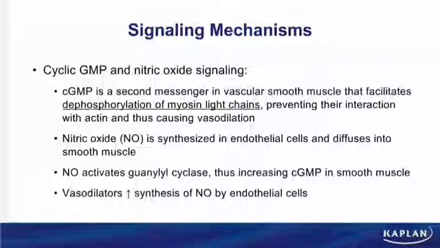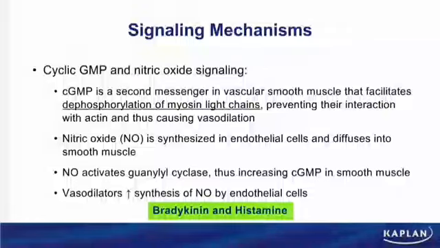So how does nitric oxide relax smooth muscle? It ends up causing dephosphorylation of myosin light chains. That's the final step, dephosphorylation of myosin light chains. We'll tell the rest of the story later on. You know, we have a couple of endogenous compounds, like bradykinin and histamine. Bradykinin and histamine are both vasodilators, and at least part of their vasodilating action is mediated through nitric oxide.